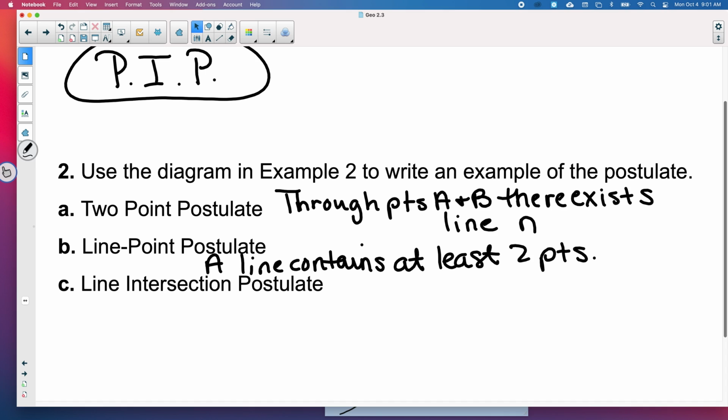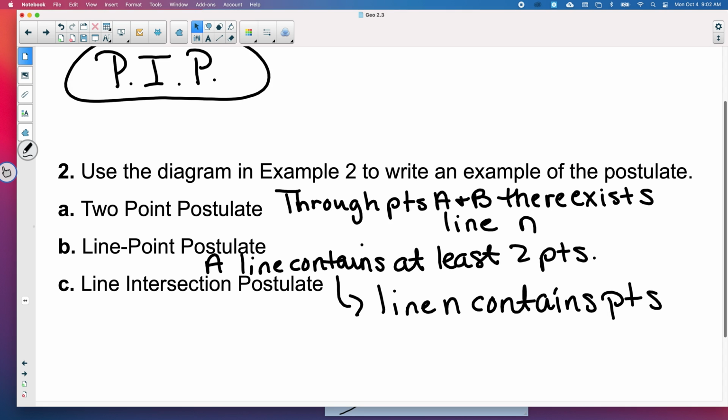All right. So instead of saying a line, which line did you use? Line N. Okay, so you would say line N contains what? Points A and B. Good. So you don't have to make it too complicated, and just make the wording make sense. So instead of saying a line contains at least 2 points, we said line N contains points A and B. So it's the same thing, just specific.